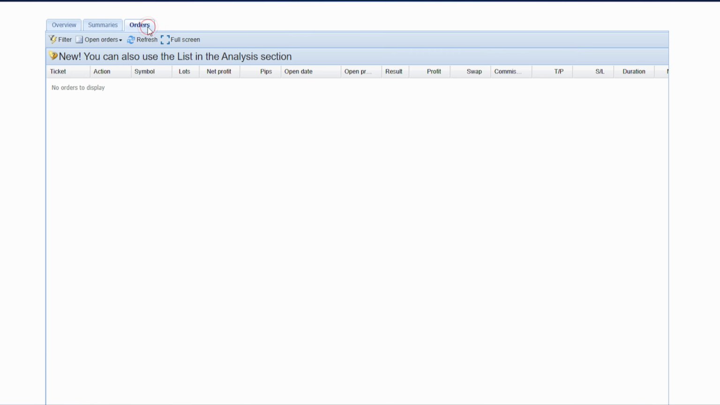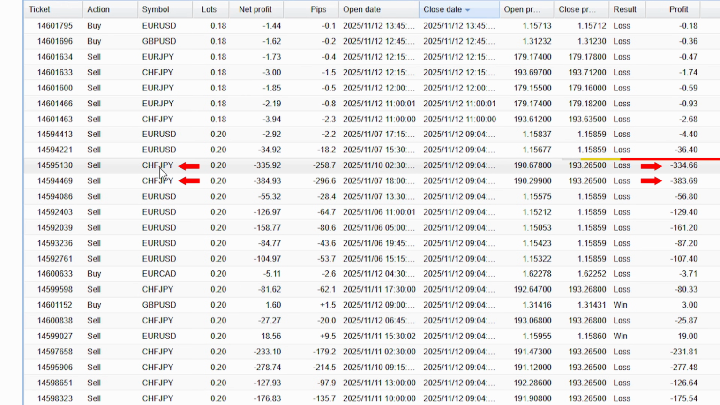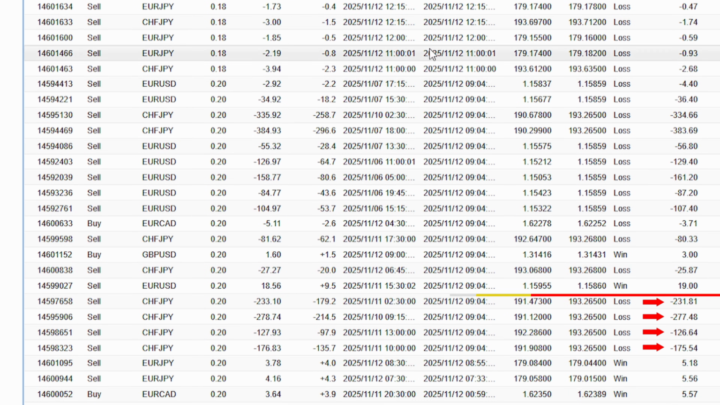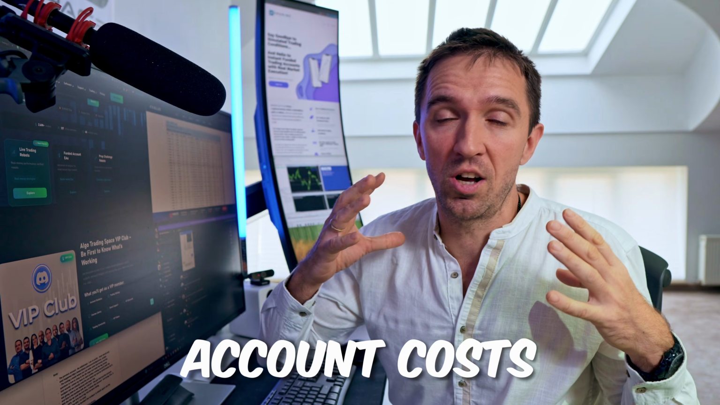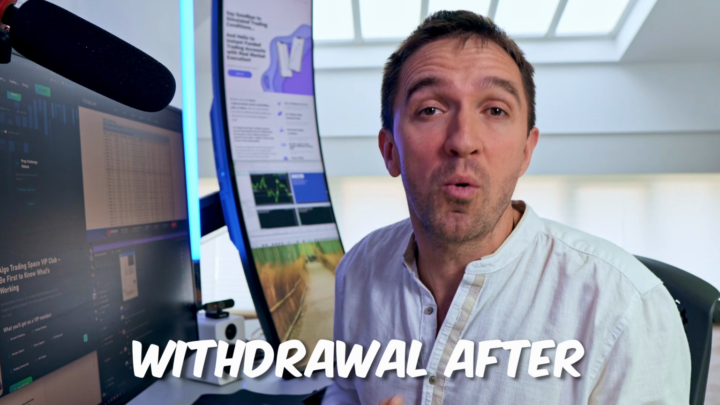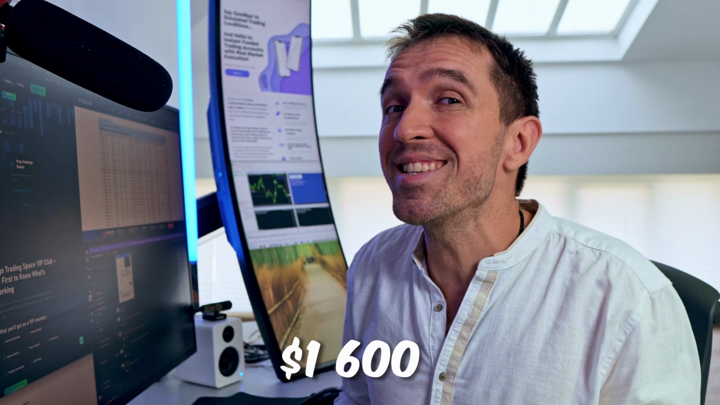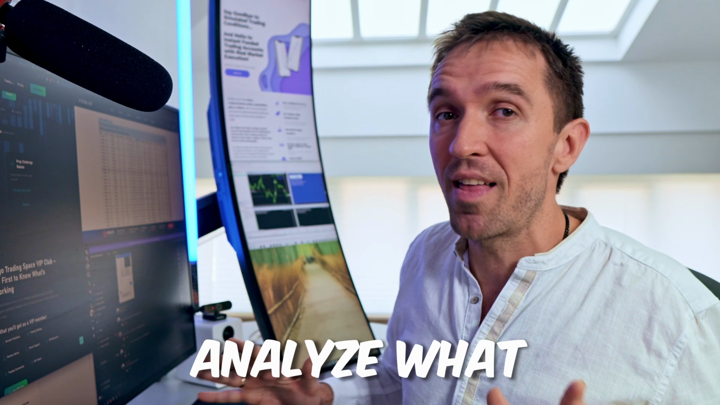If I show you the orders and I switch to closed orders, you will see that the very last orders are those losses with the Swiss yen. Right in here there are a few more, and I've lost the account. However, I didn't lose money from that because the account costs $1,000 and I have requested a withdrawal after the first stage of $1,600. So I am $600 in profit. However, I didn't immediately start the new account, but I really wanted to take the time to analyze what happened.